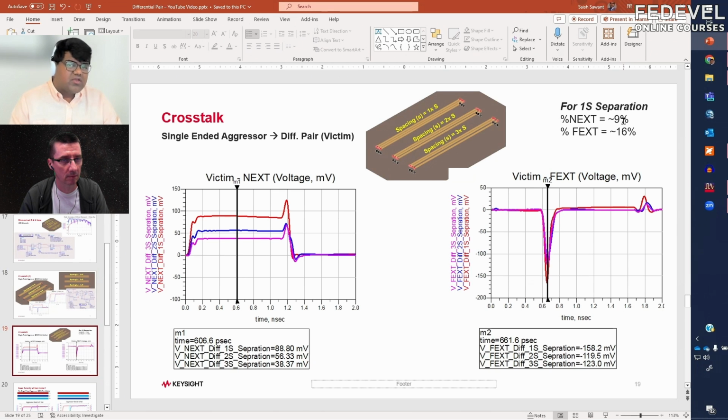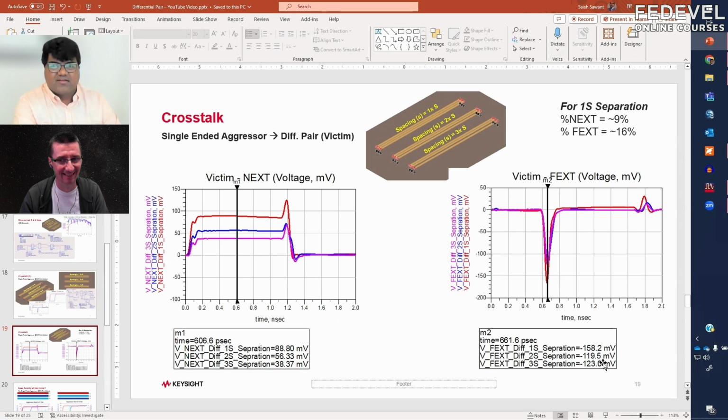So that's why I have listed down, for one spacing, what is the percentage of near end crosstalk and the percentage of far end crosstalk. This percentage of near end crosstalk is 9%. And how we come to this 9% is we divide this 88.80 millivolts by 1 volt, and that's what we get, 9%. Similarly, 158.2 millivolts divided by 1 volt, we get 16%. So this is the maximum limit of crosstalk that we are introducing towards the near end and far end. It's quite a lot, actually. I'm very surprised. Even for 3 times spacing, it's still quite a lot.